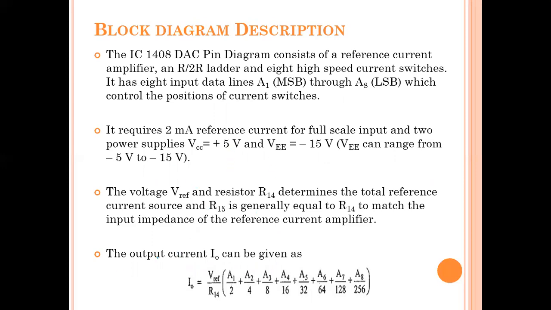All these steps describe what we have discussed in the previous discussion. So the output current can be given as I0 is equal to V reference by R14 followed by the product of the current switches, that is A1, A2, A3, A4, A5, A6, A7, A8. Each switch position will be divided by its 2 power n value. Since A1 is the MSB, we start here with 2 power 1: A1 divided by 2 power 1, A2 divided by 2 power 2, A3 divided by 2 power 3, A4 divided by 2 power 4 and so on.